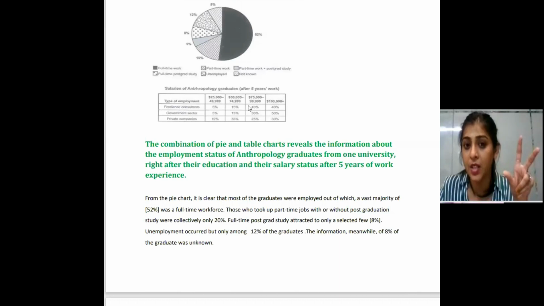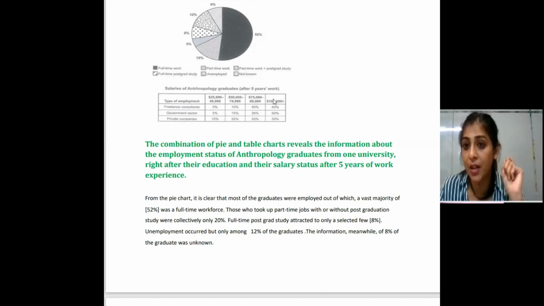Now, high income earners, how many are high income earners? They are 40 plus 40, 80%. Fine. In which sector? That's from the freelance consultants sector. Then 30 plus 50, they are once again 80%, and they are from the government sector. Once again, they are high income earners. And also in the private sector, 25 plus 30, 55.